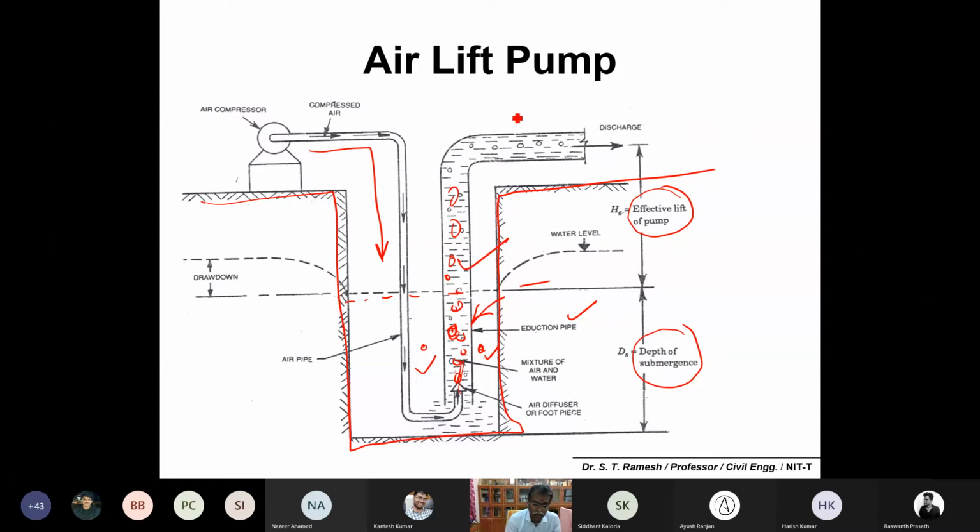water to move up. Then at the outlet you may have a separator, an air and water separator. This air is cooler compared to the atmospheric air, and it can be recirculated back to a compressor for forcing into the well again. Is it okay?